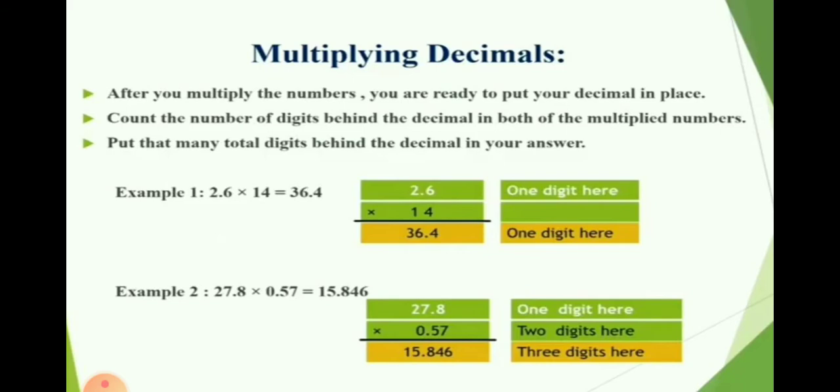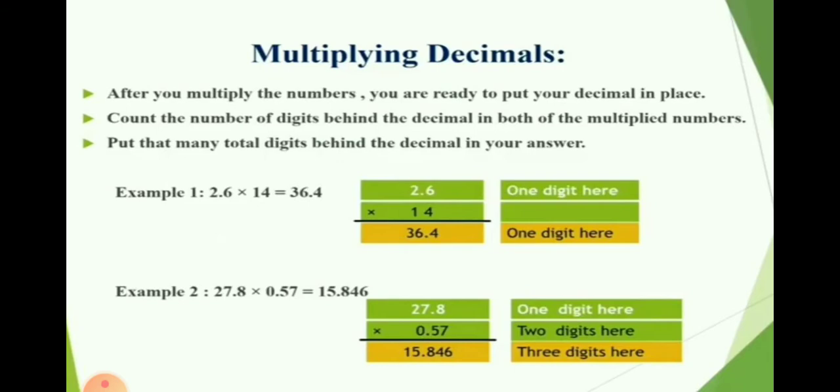Okay, now how to put the decimal? You will count in both cases, in 2.6 and 14, how many digits are written after the decimal. You can see there is only one digit after the decimal. So in your product also, you will put the decimal from the right side after one digit. Now your answer is 36.4.